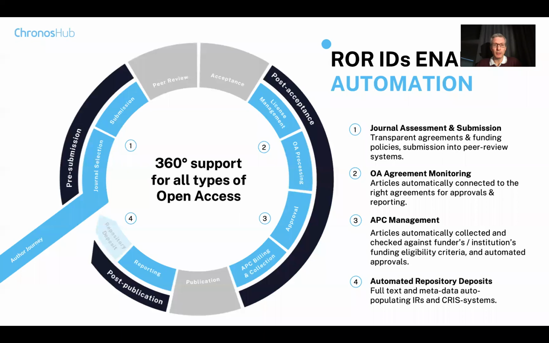So if we look at this example, this is how we see it at ChronosHub, but the same principles apply to any system in the research ecosystem, really. We see that ROR IDs are really super important as enablers for automation. Without unique identifiers, global unique identifiers, persistent identifiers, it is impossible to automate. So we see this as putting the authors at the center, looking at the author journey.